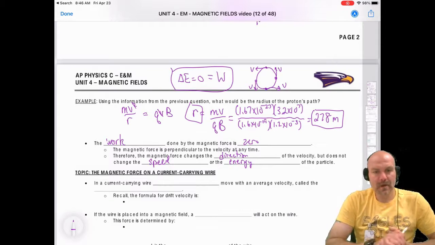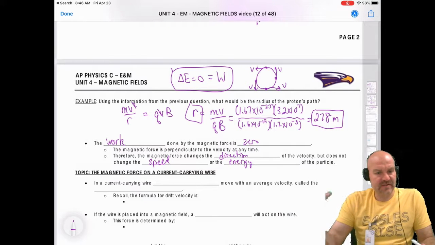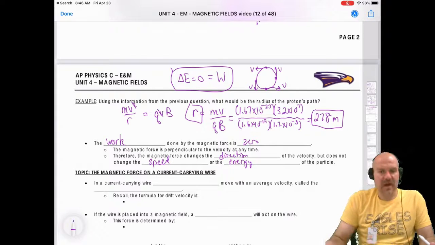All right. So that was just really looking at it in terms of charges or moving charge. Next, we're going to look at it in terms of a current carrying wire.